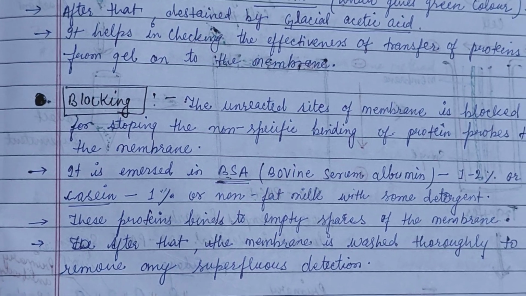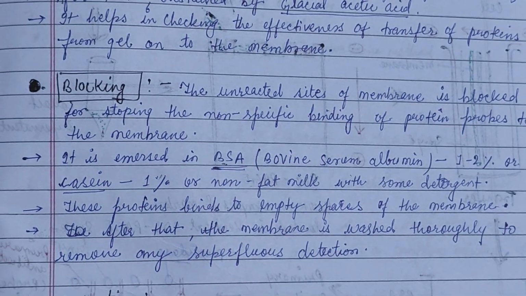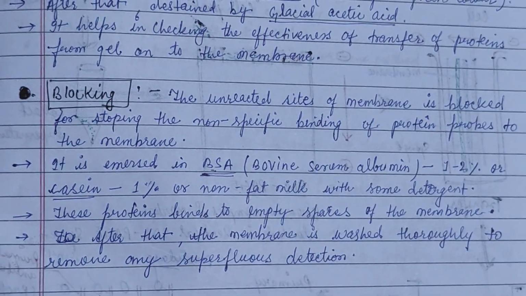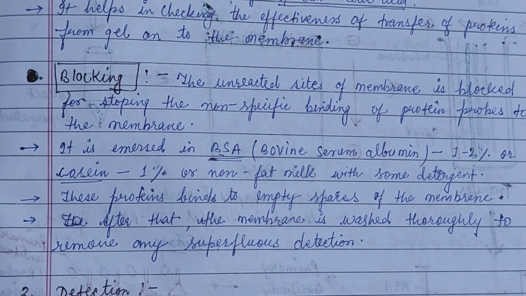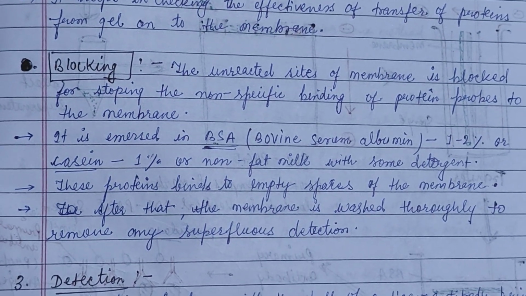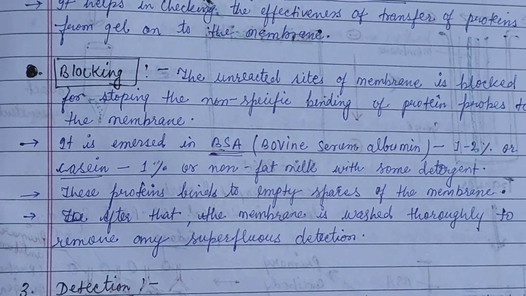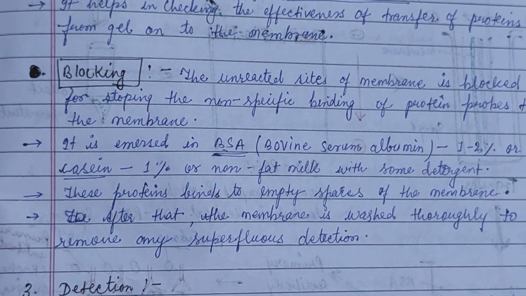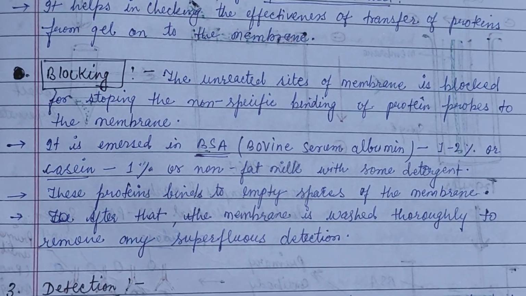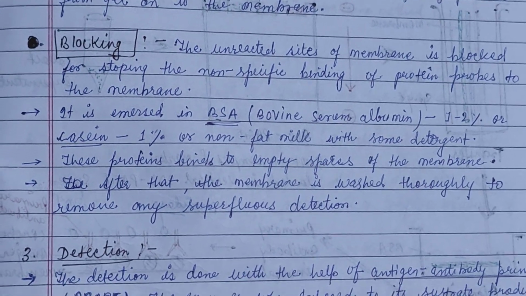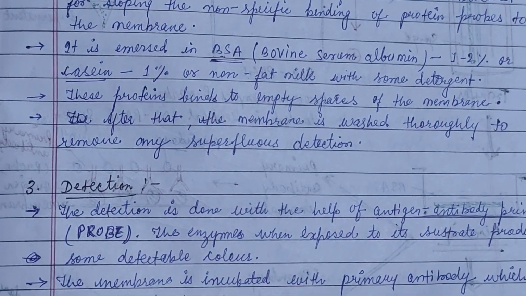In the blocking process, the untreated sites of the membrane are blocked to stop non-specific binding of protein probes to the membrane. It is immersed in BSA solution, that is bovine serum albumin, at 1 to 2 percent, or casein 1 percent, or non-fat milk with some detergent. After that, the membrane is washed thoroughly to remove any superfluous material.